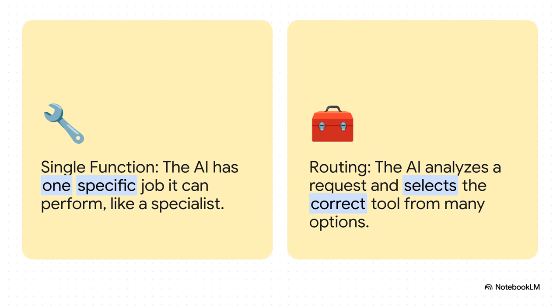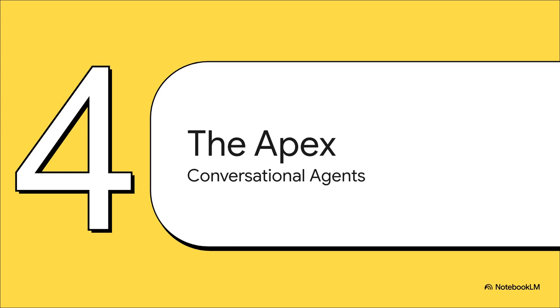And this comparison really makes the leap in power super clear. With a single function, an input is always tied to one specific action. That's it. But routing? That creates a totally dynamic system. The AI isn't just a specialist with one job anymore. It's more like a project manager or a dispatcher. It's intelligently analyzing the request and picking the perfect tool from its entire toolbox for whatever job needs to be done.